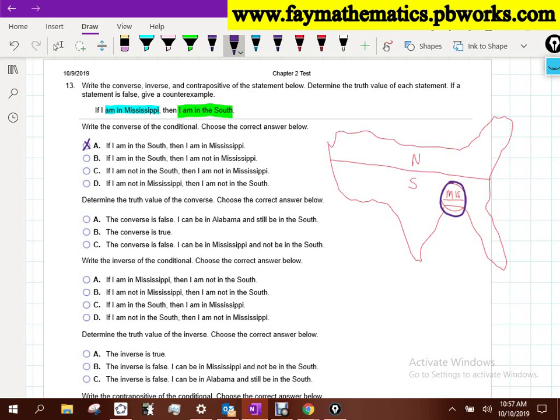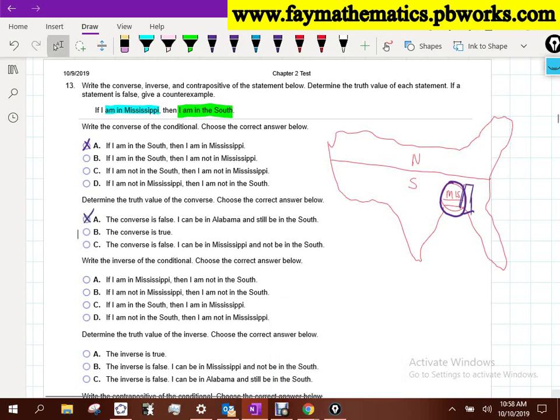I can be in Alabama and still be in the South. Alabama should be over here on this side of Mississippi. But yeah, that's my counterexample. So false, and that's my counterexample.